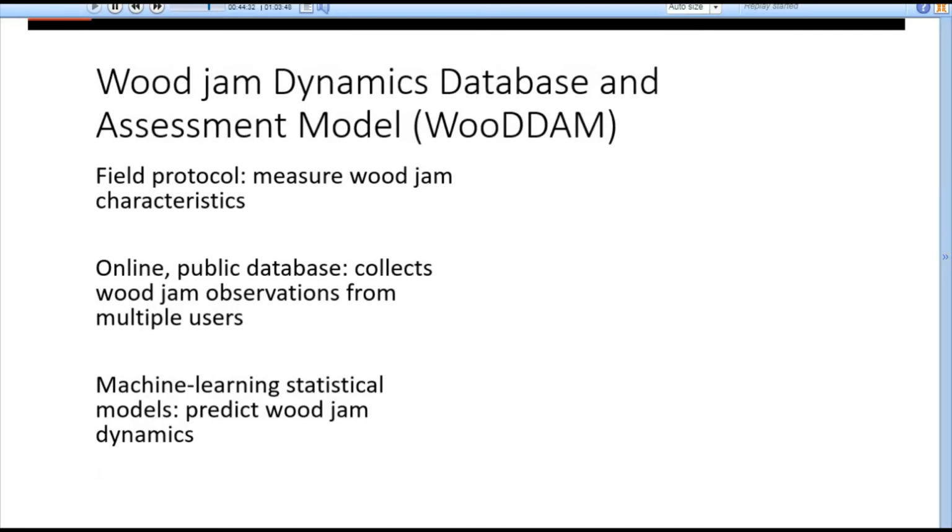So what I've tried to develop is a tool to get us around that, to get quantitative predictions of how wood jams change through time, as well as better develop our understanding of how these wood jams change. So I've created something called the Wood Dynamics Database and Assessment Model, which I'll refer to by its abbreviation WooDDAM. And it consists of 3 parts.